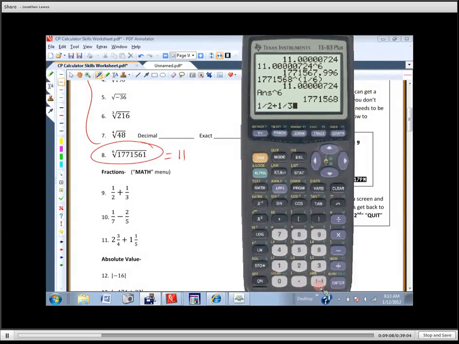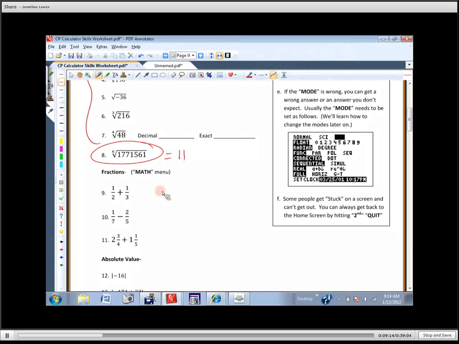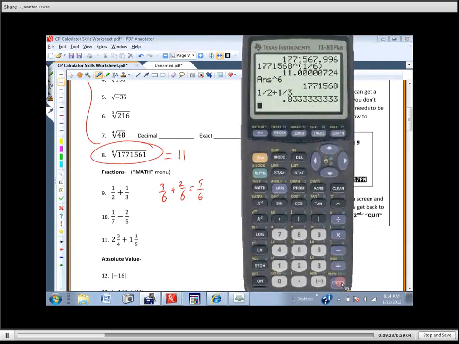It will in decimals, okay? So the answer to this problem is, if we were going to do this by hand, I'd have to get a common denominator. So this is going to be 3/6 plus, this would be 2/6. So the answer here is going to be 5/6, right? Okay, so hopefully the calculator will give us that answer. If we hit enter, this is what it gives us.